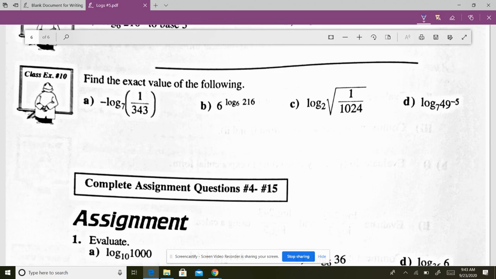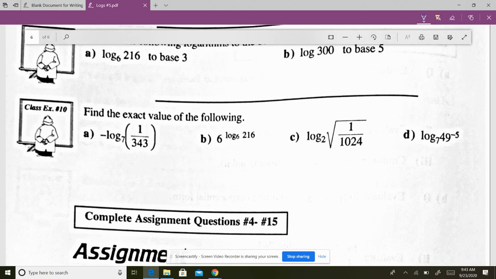So let me write the rules up here. We know that log base b of b to the n will equal n. I know b to the power of log base b of n will equal n. What's the answer to b? 216, right? Base is max. So it's just 216, and you walk away. Done.